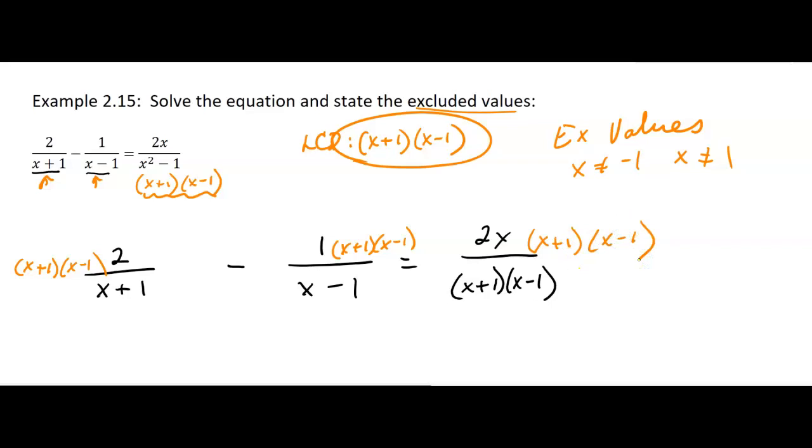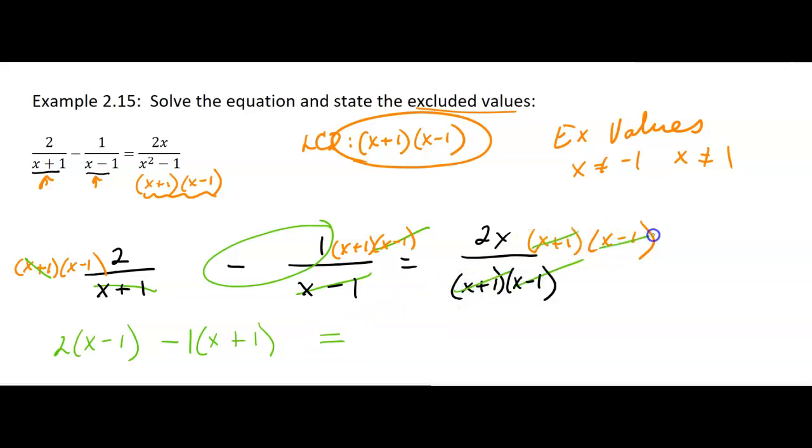Okay, now the whole purpose of that is to cancel denominators. So the x plus 1s are out here. So I'm going to have 2 times x minus 1, minus 1. The x minus 1s cancel here. So I'm taking that minus 1 from there, times x plus 1. And then over here on the right-hand side of the equal sign, the x plus 1s cancel and the x minus 1s cancel. So you just have 2x.